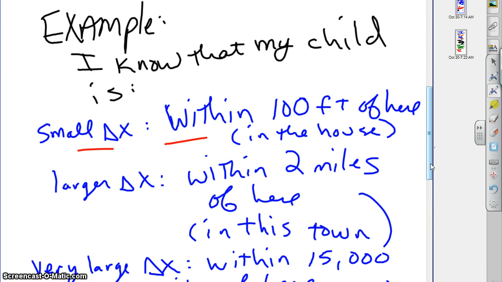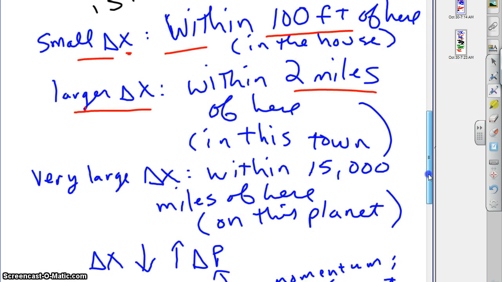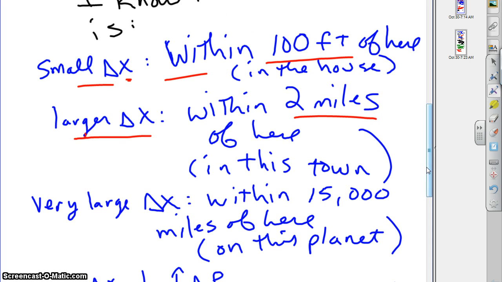So I have x here because x usually denotes where something is. A larger uncertainty in position would be that, well, my child is in this town. I know that they're within 2 miles of here. So notice how the x's are getting larger. We went from 100 feet to 2 miles. So I become less certain about where exactly it is. Or, a different example, I could have a very large delta x. I know that my child is within 15,000 miles of here. In other words, all I know is that they are on this planet. That would be a very large delta x.